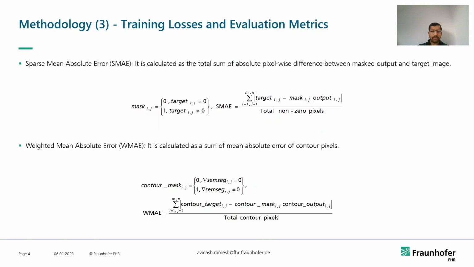For training in the auxiliary setup, we combine two loss functions, namely sparse mean absolute error and weighted mean absolute error. Sparse mean absolute error is also used as an evaluation metric.